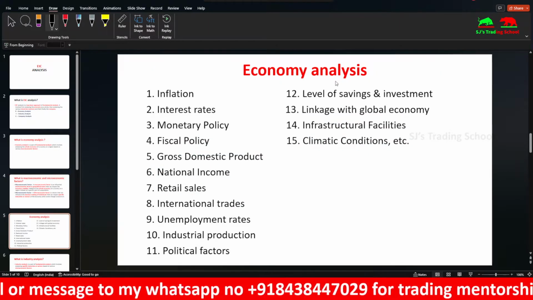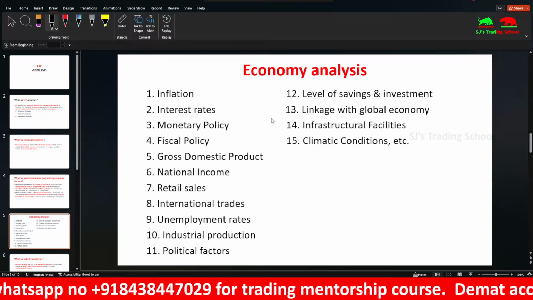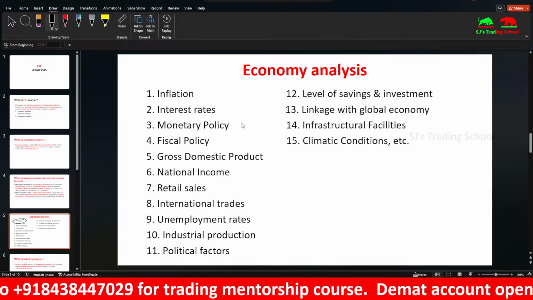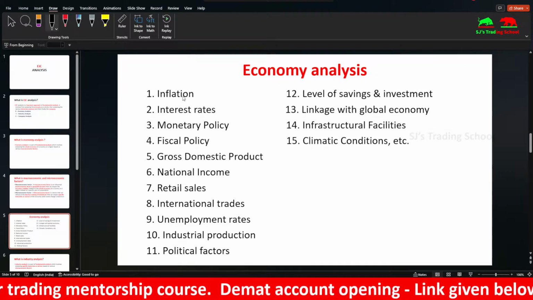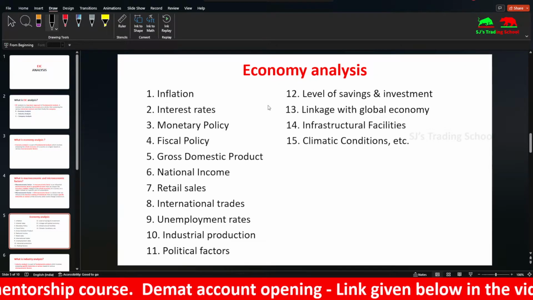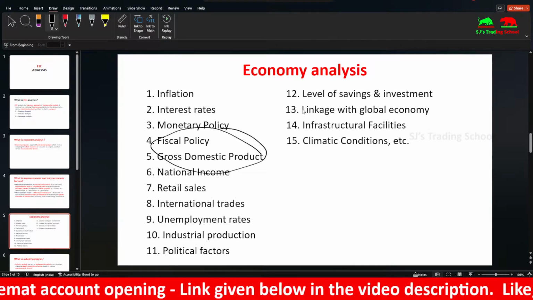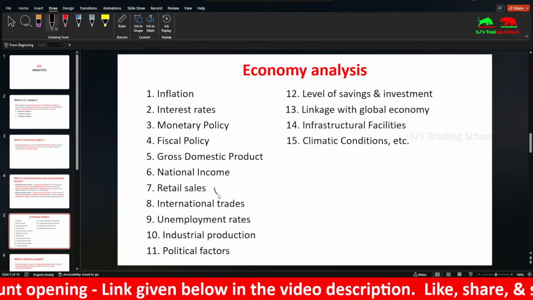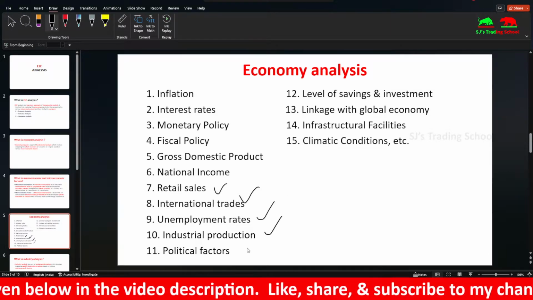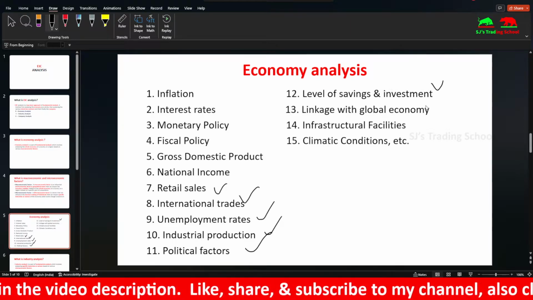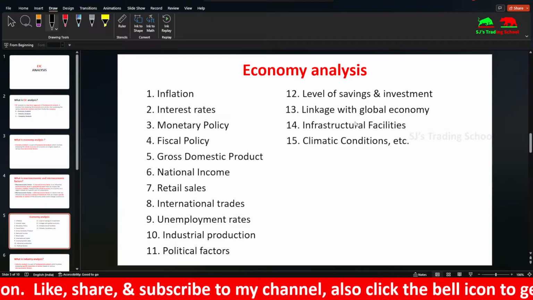So economic analysis is based upon various macroeconomic factors that influence the economy. The factors are inflation, interest rates, monetary policy, fiscal policy, GDP, that is the gross domestic product, national income, retail sales, international trade, unemployment rates, industrial production, political factors, levels of savings and investment, linkage with the global economy, infrastructural facilities, and climatic conditions.